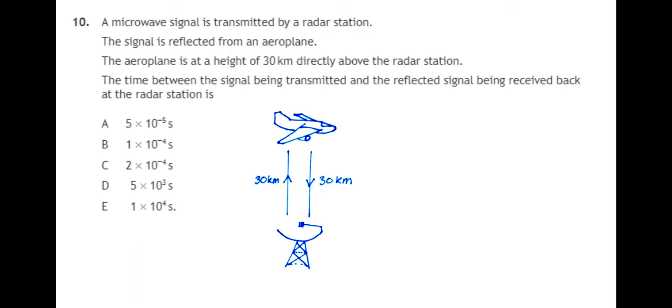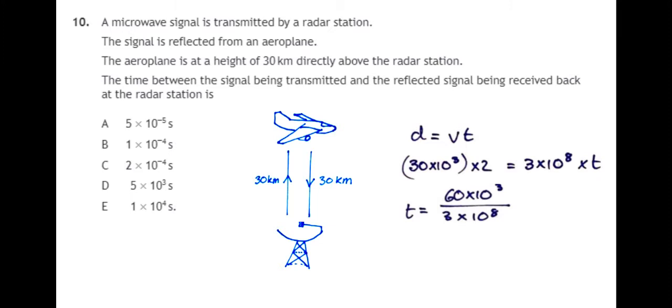So, if we want to work out the time that it takes, we can use distance equals speed times time. The distance is 60 kilometers, or twice 30 kilometers. The speed, because these are microwaves, part of the electromagnetic spectrum, is 3 times 10 to the power of 8. So the time is going to be 60 kilometers, or 60 times 10 to the power of 3 meters, divided by 3 times 10 to the power of 8, which gives us 2 times 10 to the power of minus 4 seconds. Answer C.